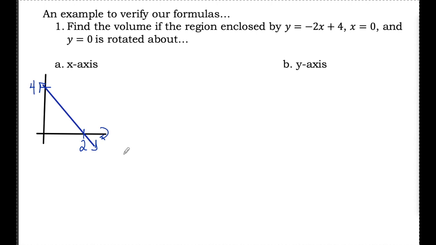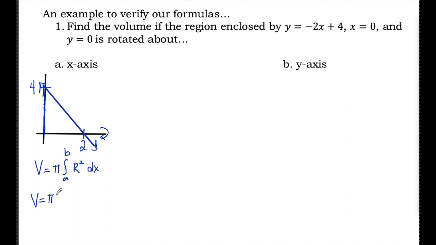Since I'm rotating around the x-axis, that's a horizontal axis of rotation, so I need to use the formula V equals pi times the integral from a to b of r squared dx. A and b will be x values, r will be written in terms of x, and I'll integrate with respect to x. The bounds of my integral are going to be the furthest most left x value of my bounded region and the furthest most right x value of my bounded region. In this case, that furthest most left value is going to be right at x equals 0, and the furthest most right value will be x equals 2.